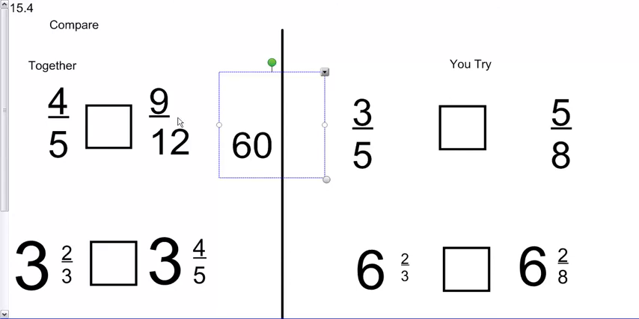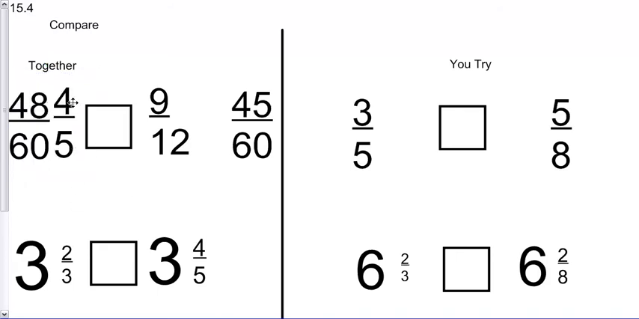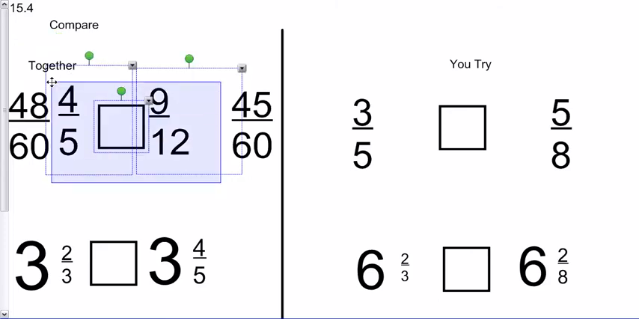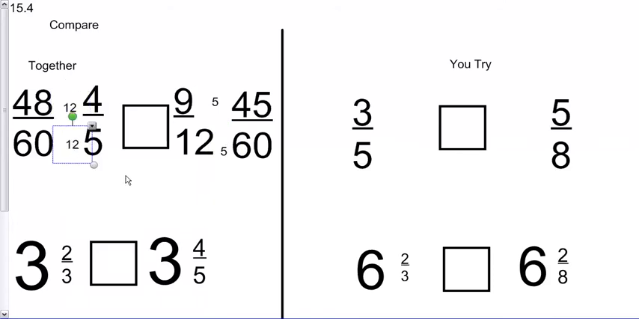So how did I get there? 5 times 12 is 60, so 45. So then I have to go this way. 60 is my denominator. 12 times 4 is 48. So that's how I came up with 60, and that's how I came up with 48 60ths. So I multiplied by 5, multiplied by 5. Here I multiplied by 12, here I multiplied by 12.